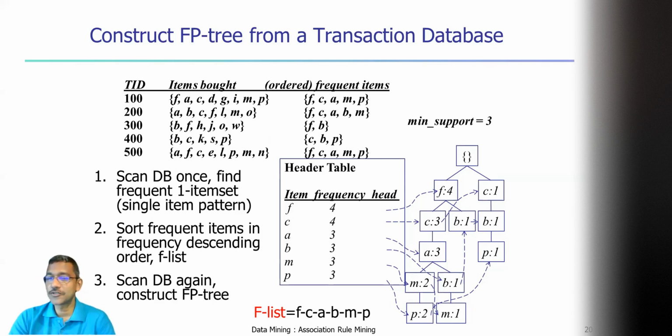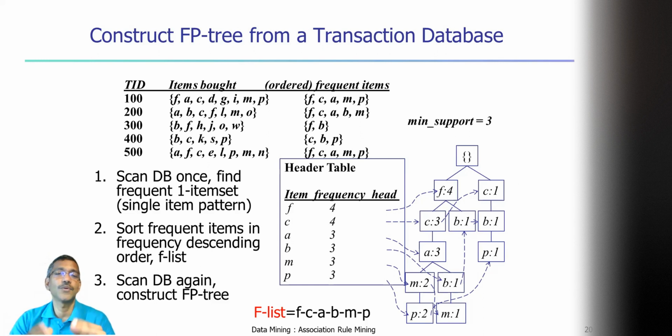So we go down, and if there is a tie, we can put whatever we want as the first item, but we need to stick to that order. Otherwise, the algorithm is going to get messed up, so we need to stick to that order. And not only putting all the items in the frequency order, we need to put the transactions that we have also into that order, right?